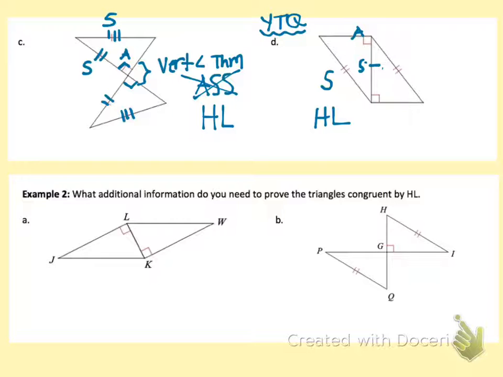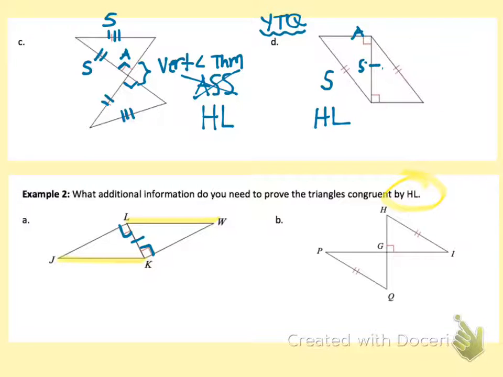So first of all, looking at A, I know for a fact that these are right triangles. I see the right angles, so I've got that part. I also know for a fact that LK is congruent to itself. That's a shared part, and that part happens to be a leg, right? So in order to prove these congruent by HL, which is the one they want me to use, I'd have to prove the hypotenuse of one triangle is congruent to the hypotenuse of the other.